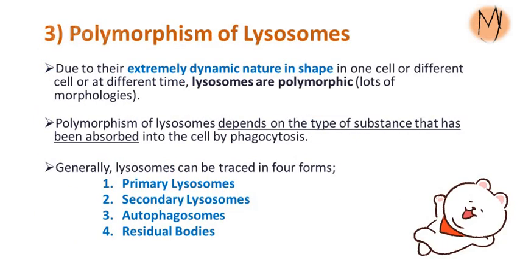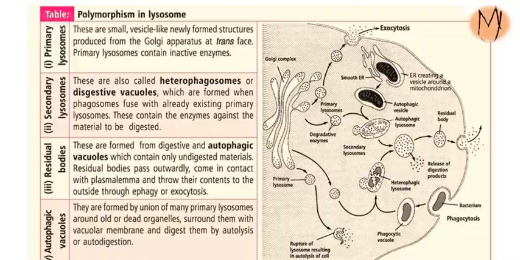Let's get to know about polymorphism of lysosomes now. Due to their extremely dynamic nature and shape in one cell or different cells over different time, lysosomes are polymorphic, meaning lots of morphologies. Polymorphism of lysosomes depends on the type of substance that has been absorbed into the cell by phagocytosis. Generally, lysosomes can be traced in four forms, including primary lysosomes, secondary lysosomes, autophagosomes, and residual bodies. This slide shows you a summary of all these four types of stages in lysosome bodies.